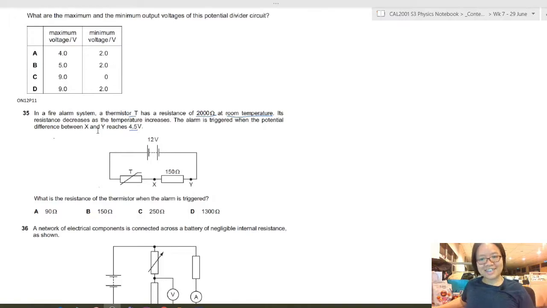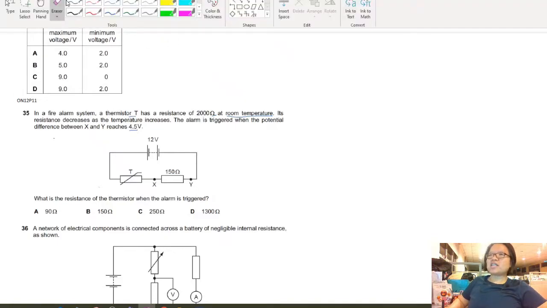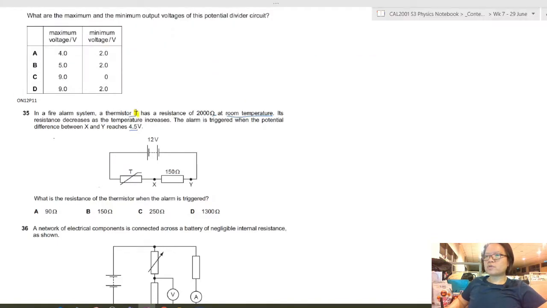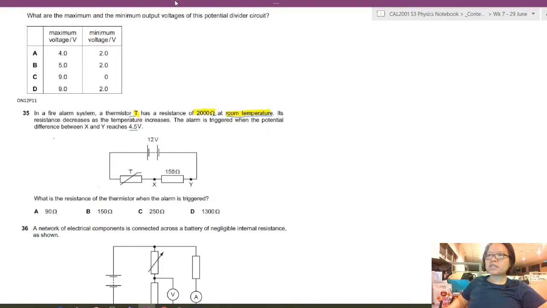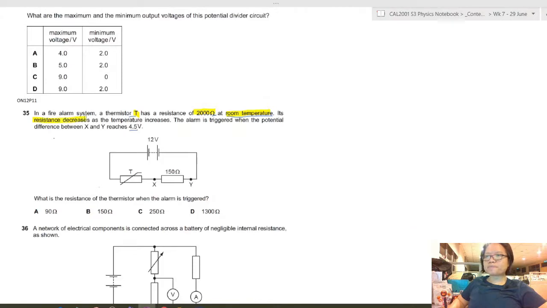Okay, hi, and we will now look at this example. Abrupt cut. Okay, so here you have a fire alarm system. Thermistor T has a resistance of 2000 ohm at room temperature, and its resistance decreases as the temperature increases.